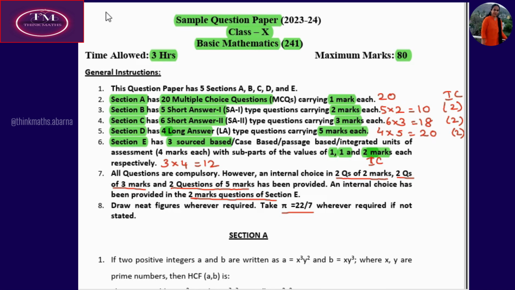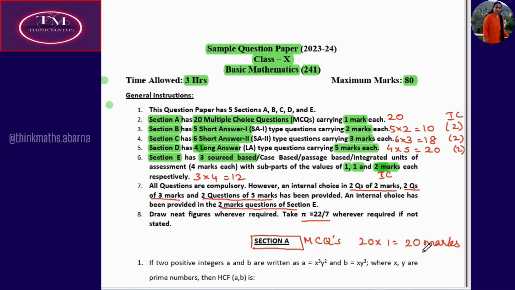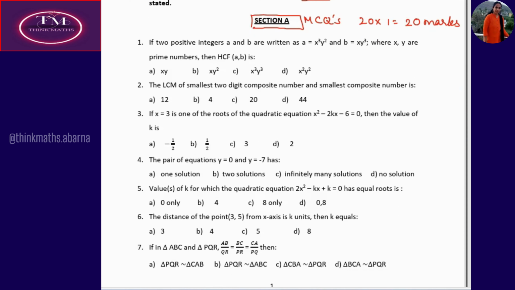Now in this session, we are going to discuss section A, that is MCQs. In MCQs, we have 20 into 1, 20 marks. So let us discuss the questions in the MCQ and score 20 marks. Before moving on to the solutions for this MCQ, let us just go through the question paper. These are the questions for section A.